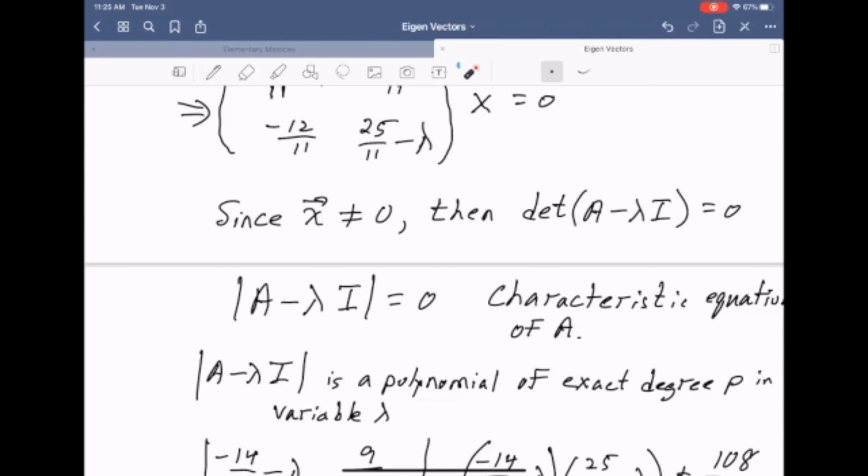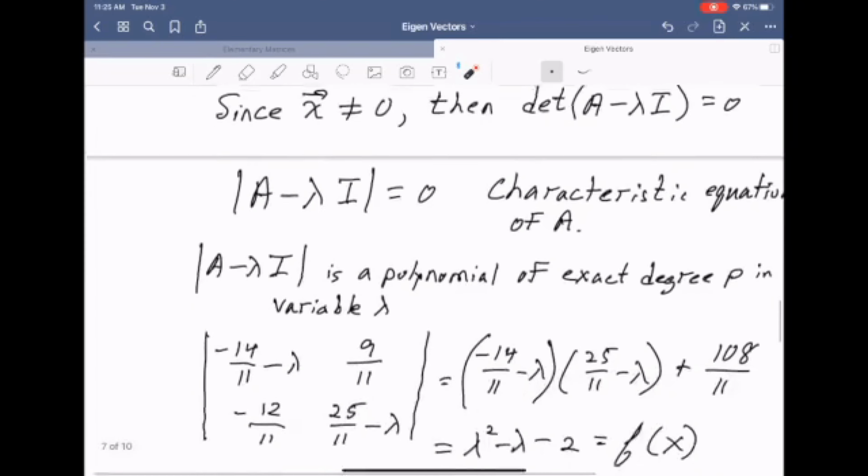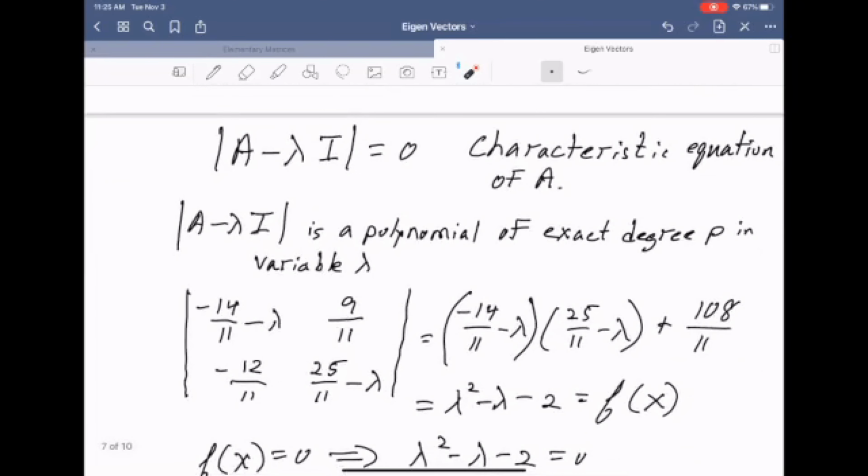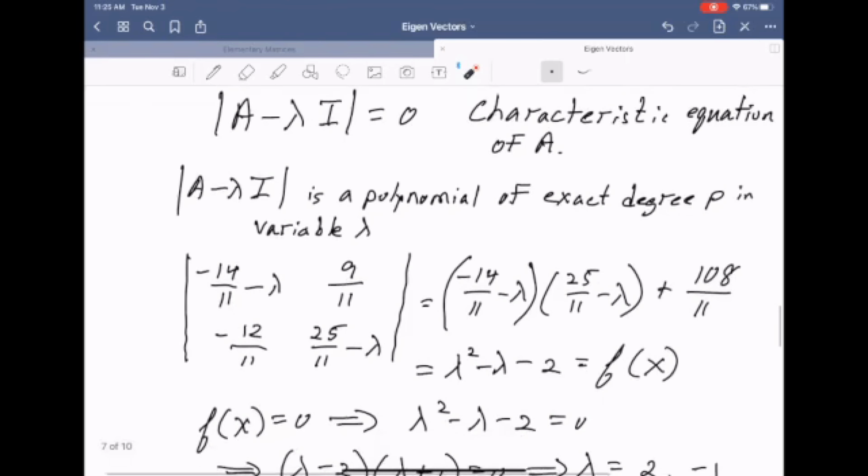So we denote this determinant by these straight lines here. A minus lambda times the identity matrix has to be 0, and we refer to this equation as the characteristic equation of matrix A. So if we find the determinant of A minus lambda I, we know that it's a polynomial of exact degree p in variable lambda. And we can show that for our two-dimensional case as follows.